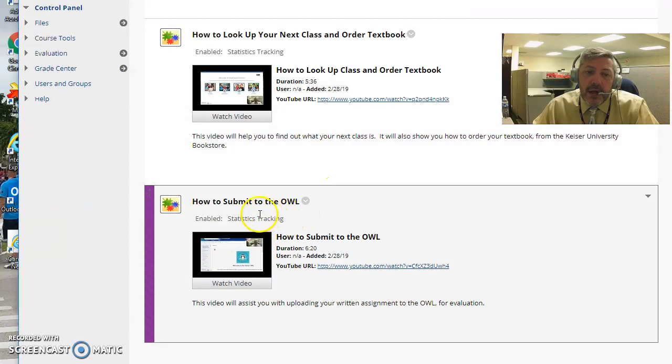There's also one on how to submit to the online writing lab, which you'll need to do this week by Sunday. So you should be working on your rough draft now, and we'll go into what that is in just a moment. And then you submit it to the online writing lab so they can review it, and they'll make suggestions for better sentence structure.